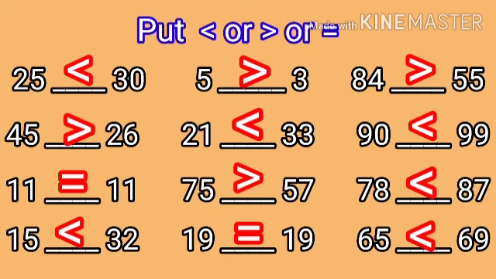And then the next pair, that is the last pair, has 65 and 69. Here we are comparing 65 with 69. 65 is the smaller number, 69 is the bigger number. So to compare these numbers, we should use the less than symbol and we call it 65 is less than 69.